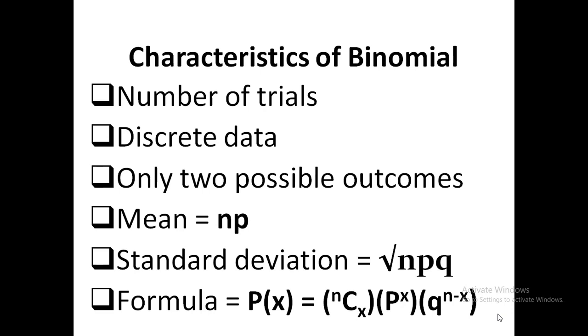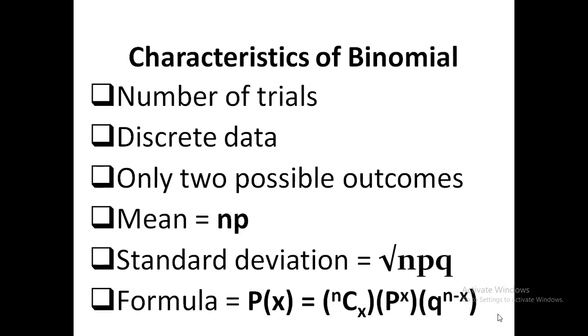How do we calculate the mean? The mean is calculated as the sample size n multiplied by the probability. So the number multiplied by probability, that's the value for the mean. Standard deviation can be calculated by taking the square root of n multiplied by p multiplied by q. What is q? If p is the probability of success, q is the probability of failure. So how do you calculate q? q equals 1 minus p.